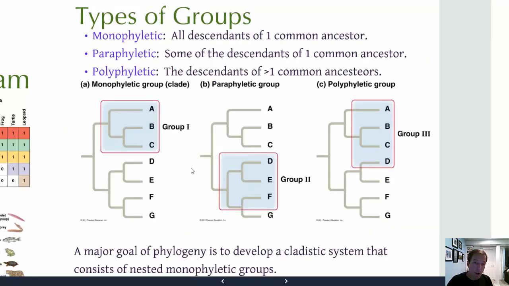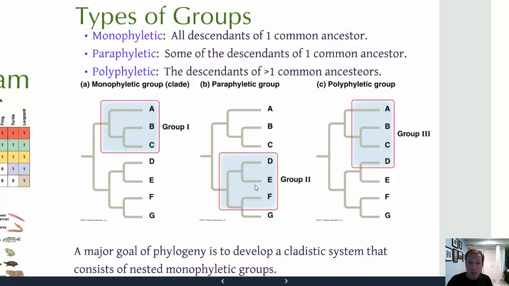When we look at cladograms, we can then define groups. The goal is to produce monophyletic groups, where we have a group, like group 1 here, that are all descendants of a common ancestor. Species A, species B, and species C are all closely related and would share a lot of common characteristics with each other, and so this is a sensible group for us to talk about.